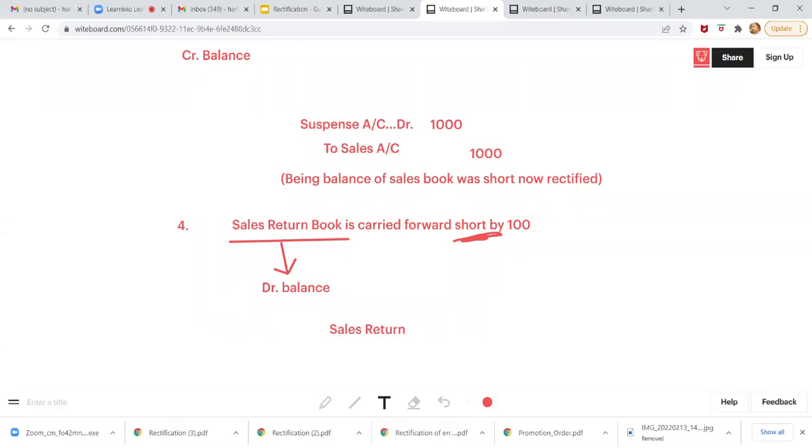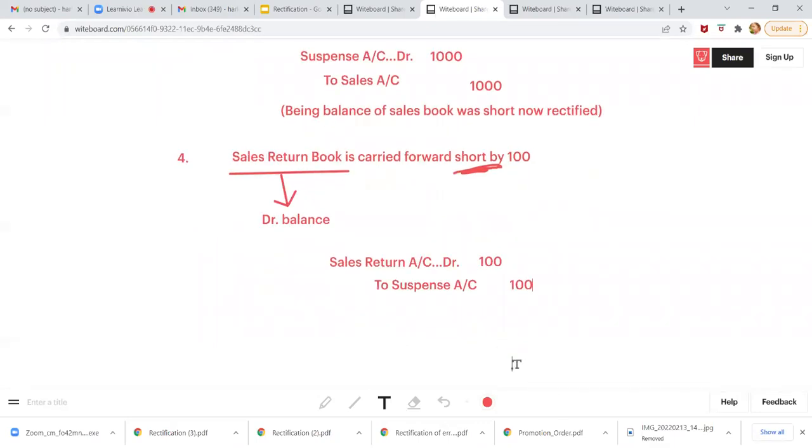So we will pass the journal entry as Sales Return Account debit to Suspense Account credit, right? As we know that this is a one-sided error. So here 100. And here we will write as being the balance of sales return book was carried forward short, now rectified.